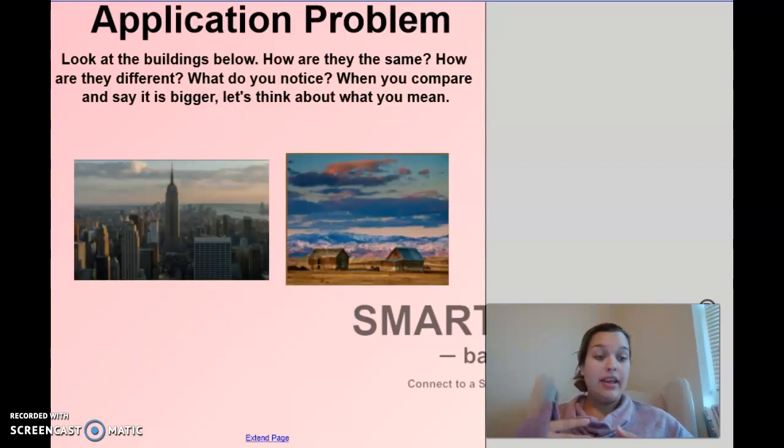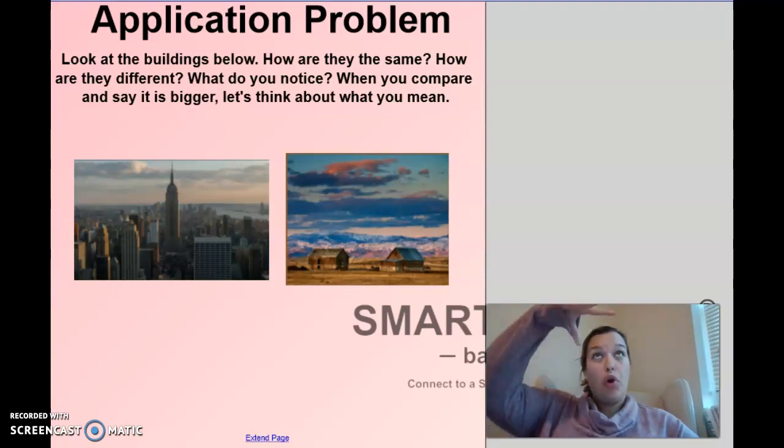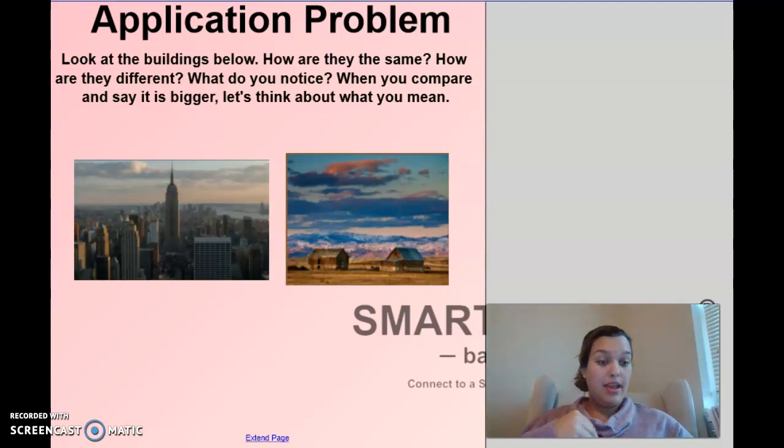So to start with, I want you to look at the buildings below. I want you to tell me how they're the same and how they're different. Let's think about taller and shorter, right? Go ahead and pause me and think about that, and then we'll do a talk when you come back.